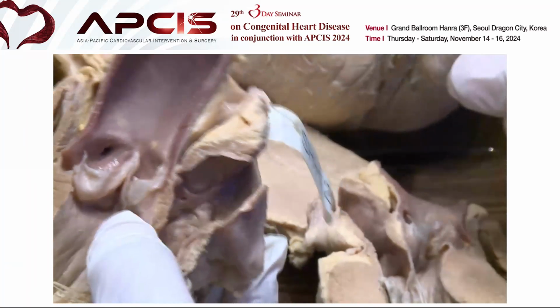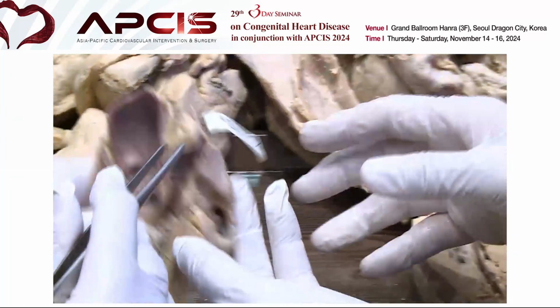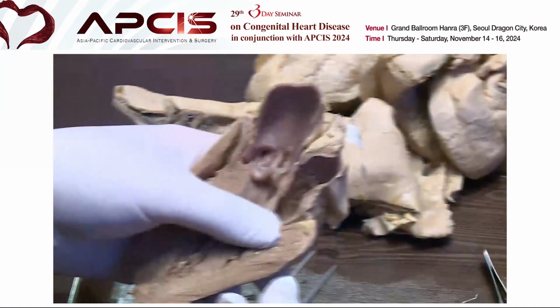Any additional comment? Just a short comment, the aortic valve.